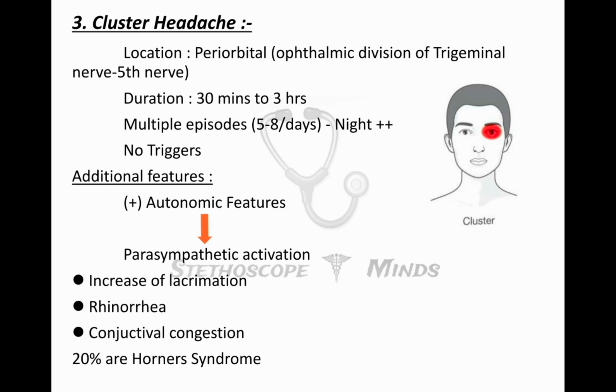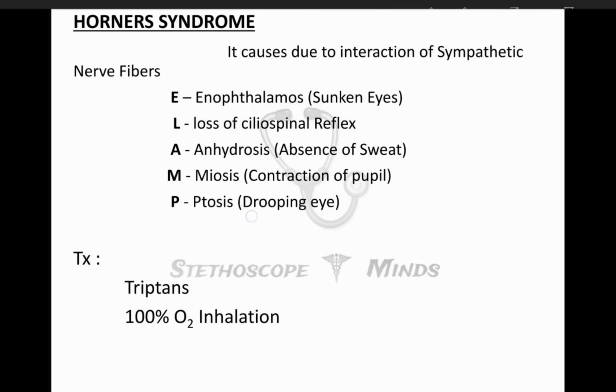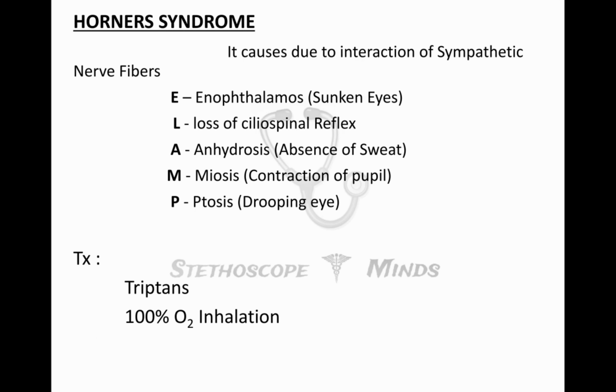In addition to it, it has another feature, that is activation of the parasympathetic nervous system, which means it can cause increased lacrimation, rhinorrhea and conjunctival congestion. And 20% of these patients have Horner syndrome. What is Horner syndrome? Let's check it. Horner syndrome is caused due to interruption of sympathetic nerve fibers.